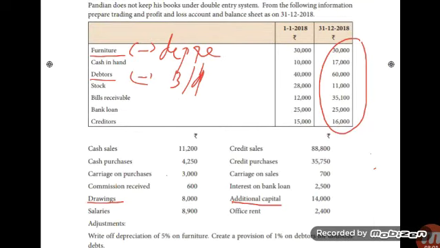Write the title. Balance sheet as on 31st December 2018. Enter the assets on the asset side according to the given order. First item, furniture. Children, it has depreciation, so enter in inner column 30,000. Then less depreciation, 1,500.